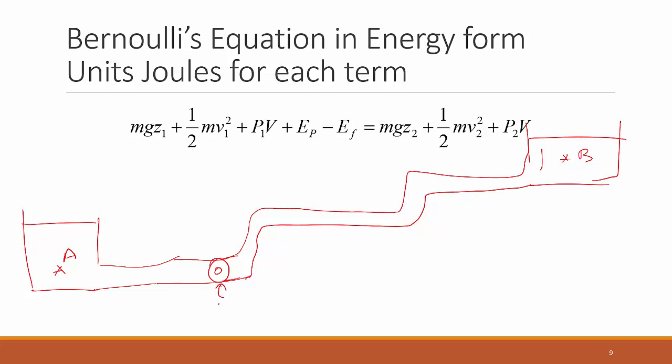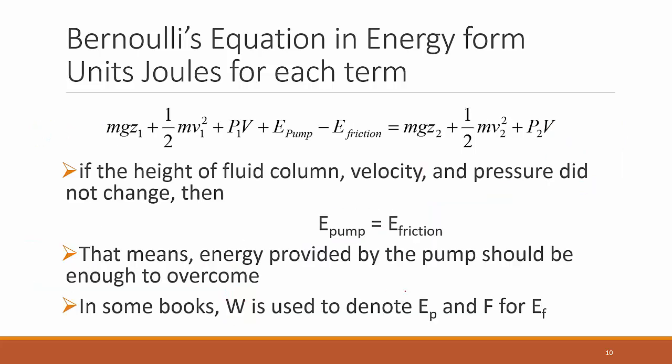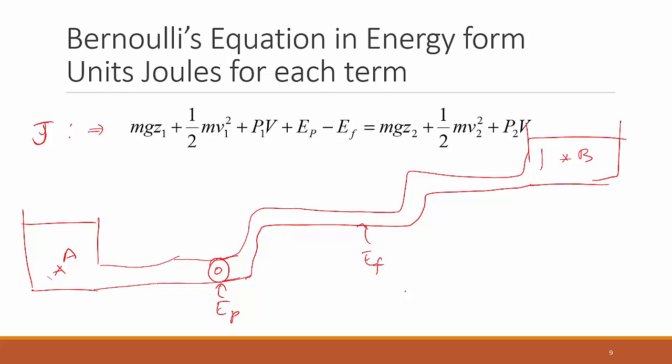So you need to consider the pump energy added. You need to subtract out the frictional energy, and the total energy at A and B, compensated for the added energy and the energy lost due to friction, should equate. So that is Bernoulli's equation. Note that in this one, each of the terms has the units of joule. This is not the most common form, okay?